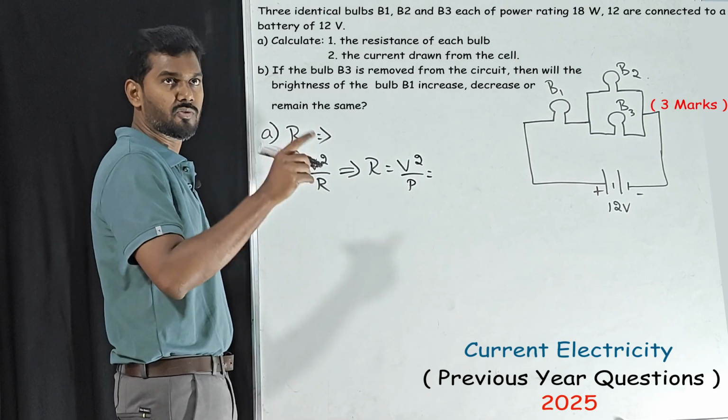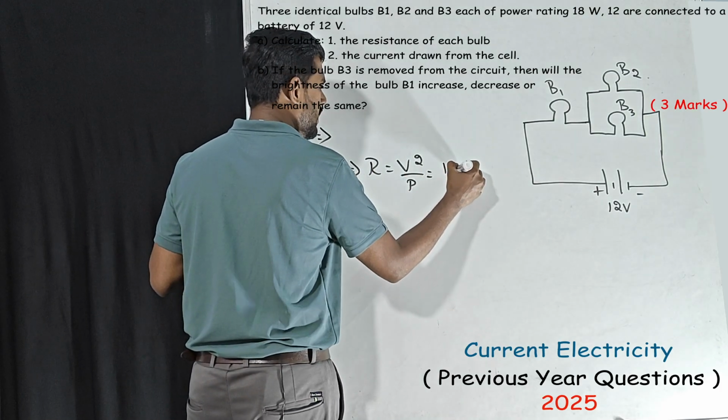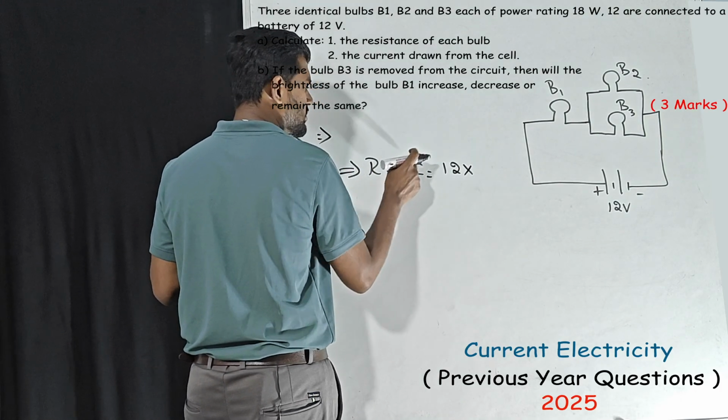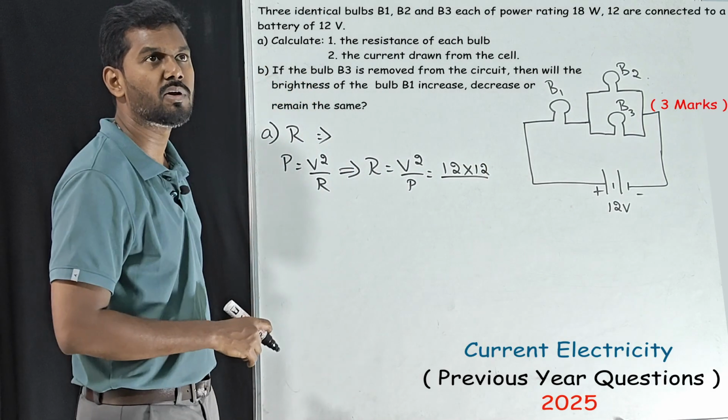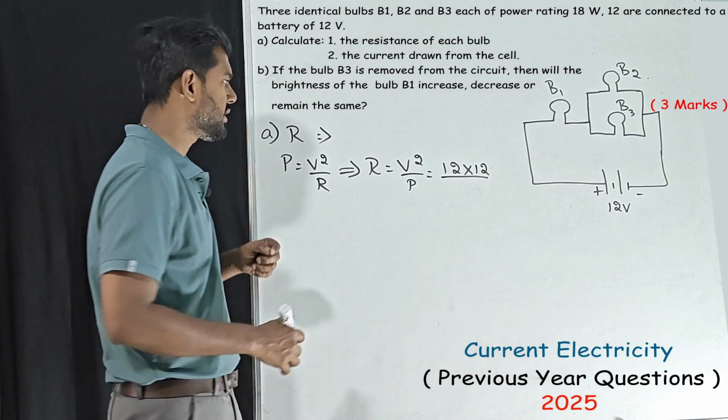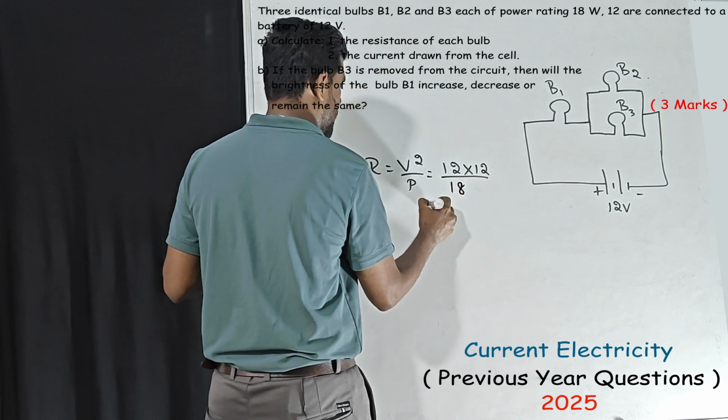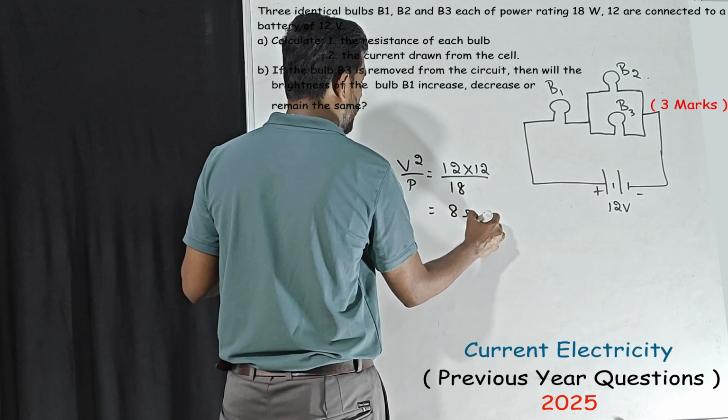V is given as 12 volts, correct? So 12 into 12, V squared, divided by power. What is the power they have given? The power is 18, correct? When you solve these two, the answer will be 8 ohm.